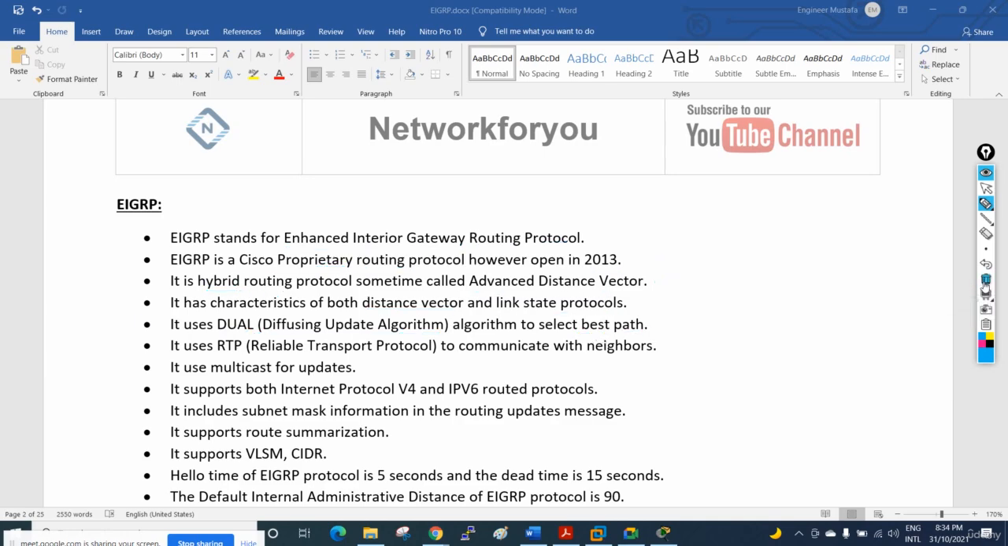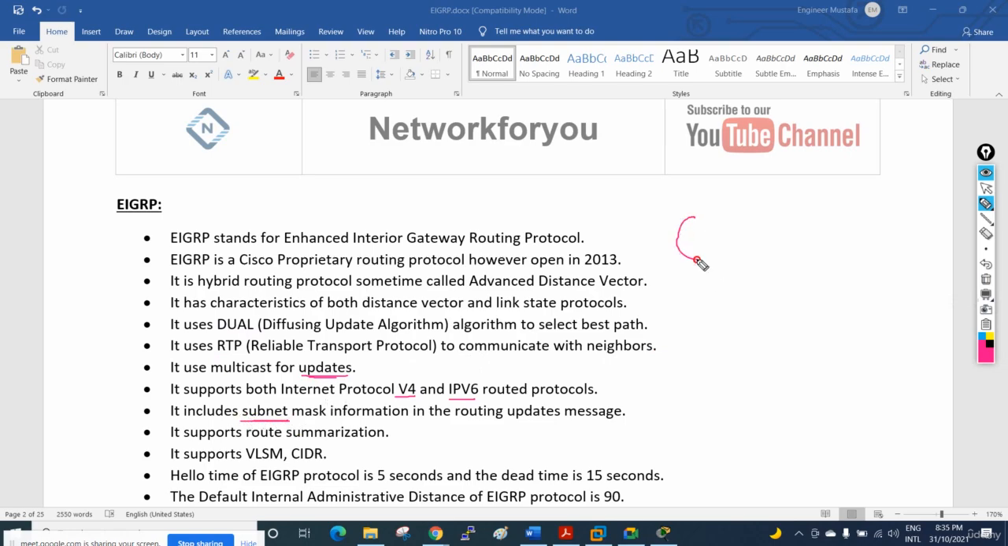Because in an interview you will get the question: EIGRP is using which algorithm? So we need to say the DUAL algorithm, and the full form of DUAL is Diffusing Update Algorithm. It is using RTP, that is the Reliable Transport Protocol, to communicate with the neighbor, and it is also using multicast to send the update. It is supporting both IPv4 and IPv6, and whenever they are sending the update, they are including the subnet.